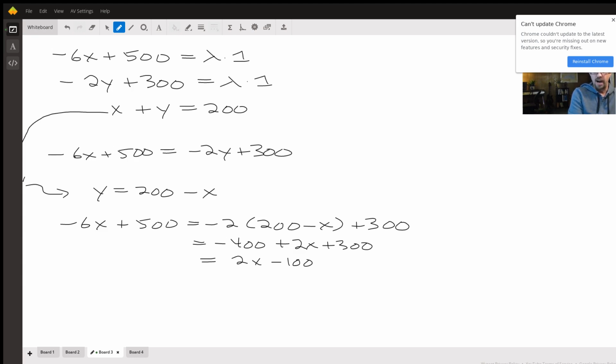And now to find y, you can do that in your head. We know that x plus y is 200. So 75 plus y is 200, and y is 125. And then what are we being asked? All we were asked is how many nuts and how many bolts. So we'd actually be done. x is 75, y is 125.